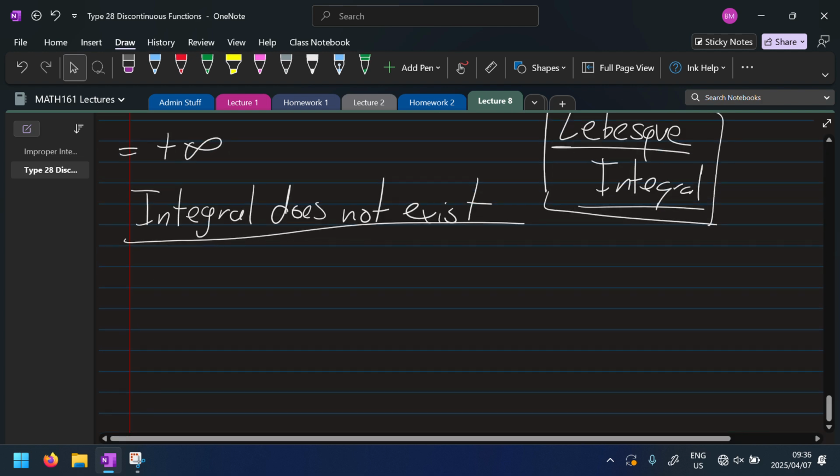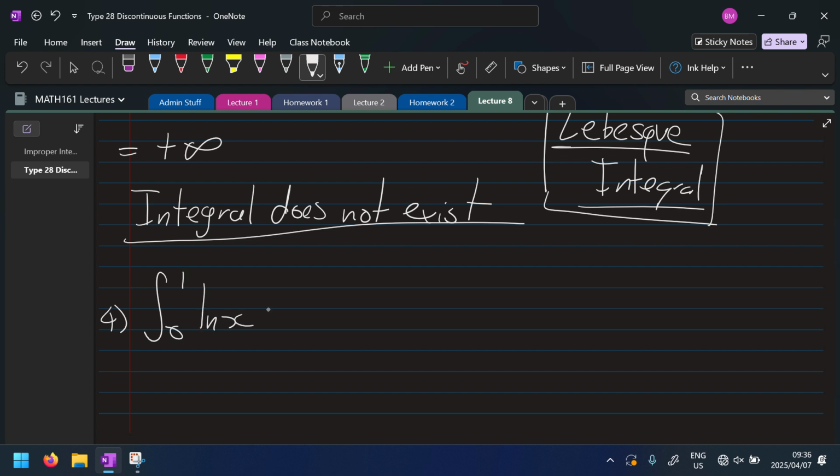Okay, next example, number 4. We have the integral from 0 to 1, natural log of x dx. Again, this looks very similar to what we did before with integration by parts. In the test, I even gave you a question from 1 to 2, or 2 to 3, or something like that in the class test. And you did it very easily. Integration by parts, no problem.